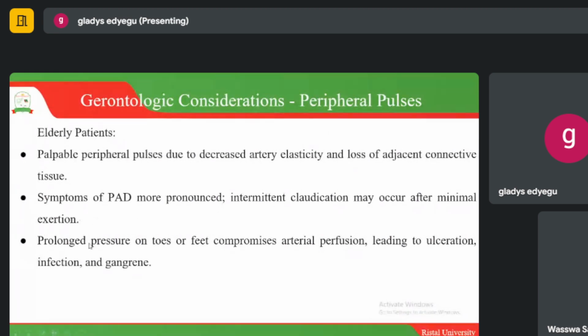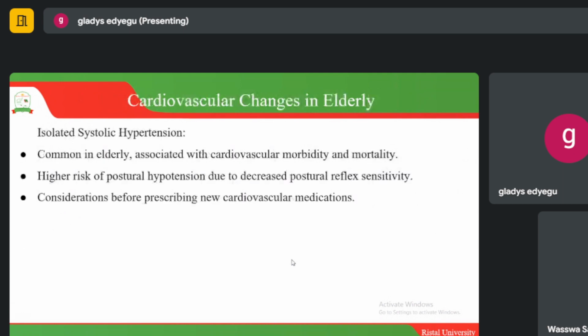So, prolonged pressure on the toes or feet compromises arterial perfusion, leading to ulceration, infection, and gangrene. As I've mentioned already, most of our patients who come at this elderly age always present, but when they present to us, let's not say that maybe they have a complication or a problem, but let's first look at the age and compare with the condition.